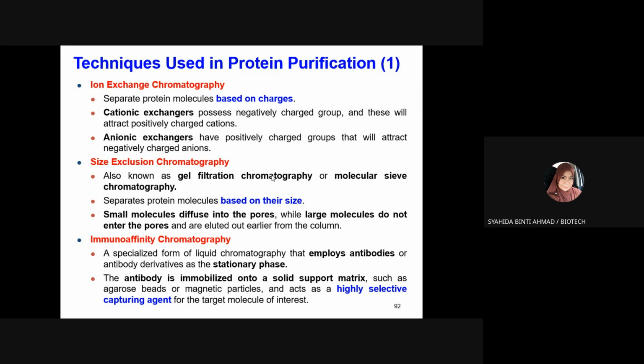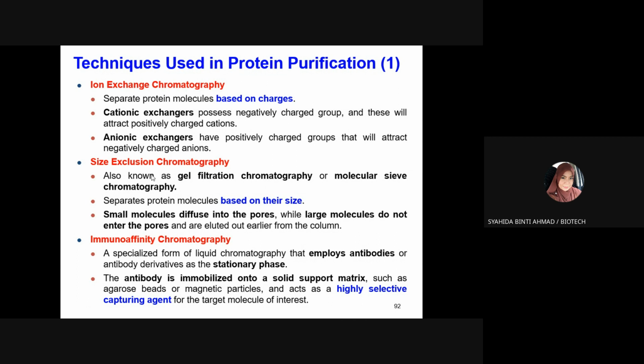So there are two types, cationic and anionic exchanger. We know that protein has charge, right? So we can separate them according to their charges. You can use ion exchange, and then you can also separate the protein according to their size. You have to use a specific matrix as the stationary phase, so that it will separate according to their size. Meaning the bigger proteins will come out first from the chromatography, right? And lastly, the common one that we use is immunoaffinity.